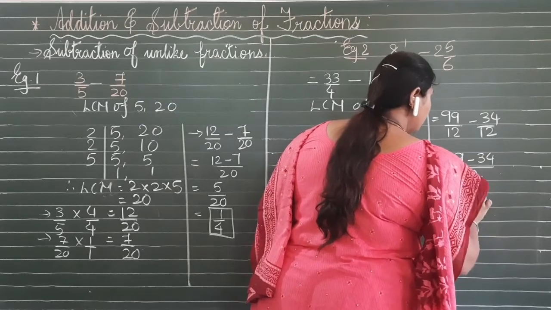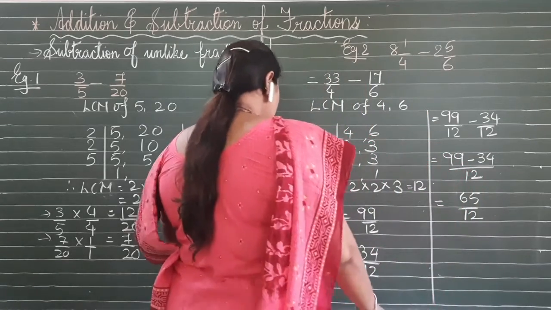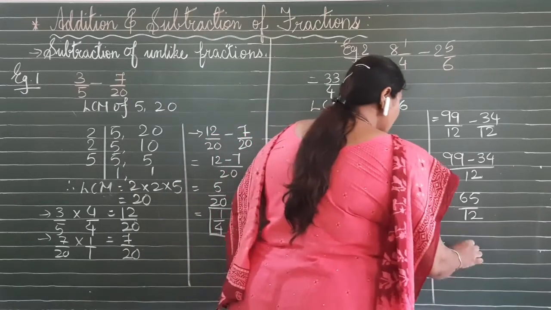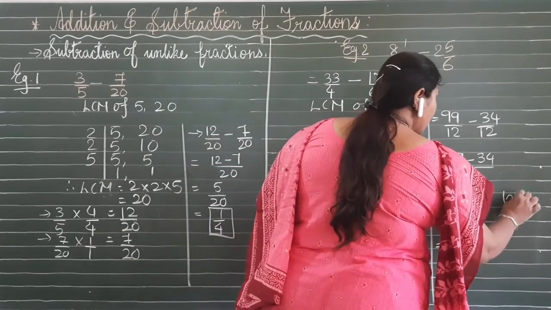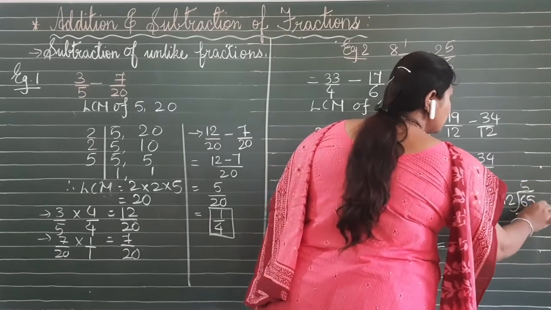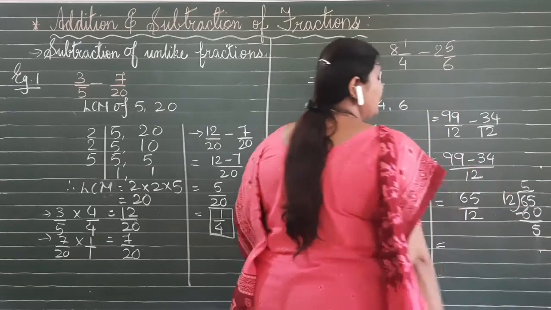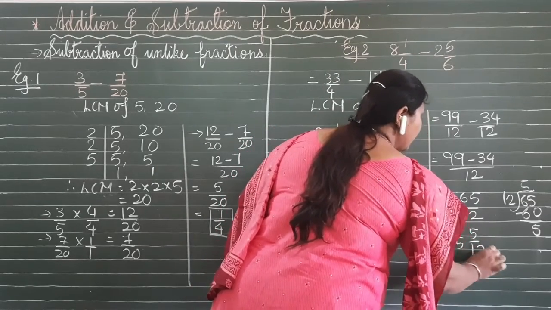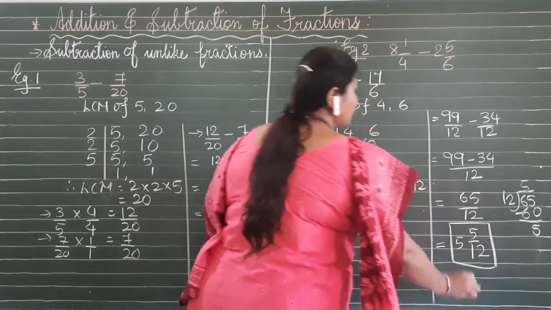65 upon 12. Now as this is improper, we will convert into mixed. So we will divide 65 by 12. 12 5s are 60. 5 remains. 5 integer 5 upon 12 is our answer.